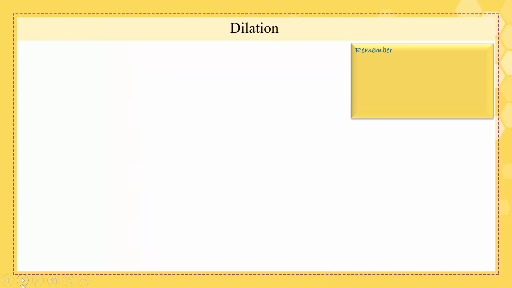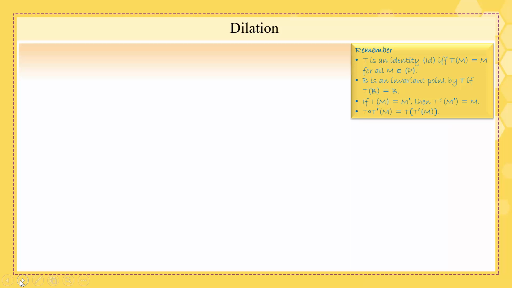Let us first remember this remark. T is an identity if and only if T of M equals M for every point M in the plane P. B is an invariant point by T if T of B equals B. The third remark: if T of M equals M prime, then the image of M prime by the inverse of T is M. The fourth remark: T round T prime of M equals T of T prime of M.